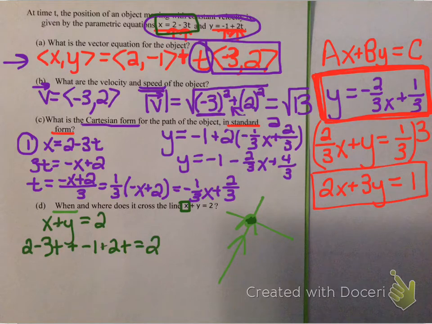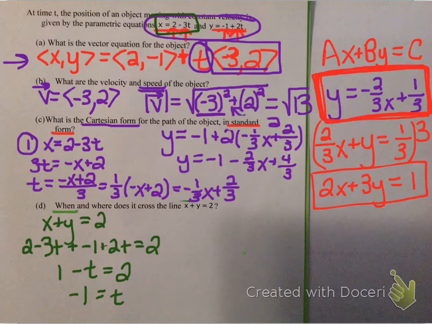So if I simplify the left side and I combine my like terms, because I had the 2 and the -1, so that's 1. And I had the minus 3t and the plus 2t, so I get minus t, and it's equal to 2. And so t is equal to -1. And negative time is okay. It just means that the runner crossed that finish line 1 second ago. Okay?